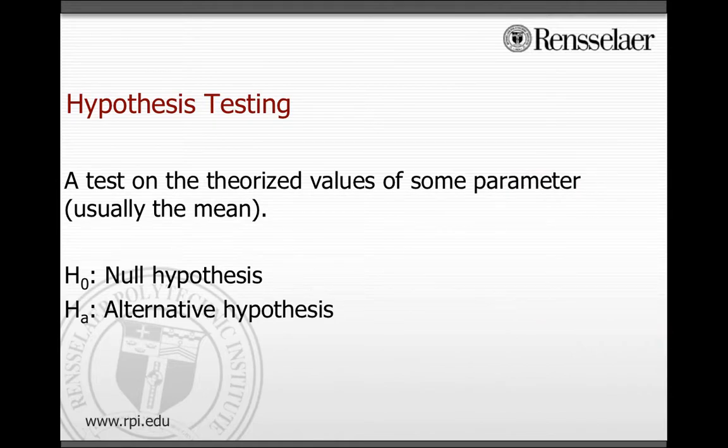These are the null and alternate hypotheses, where the null hypothesis is denoted by H sub 0 or H naught, and the alternate hypothesis is denoted by H sub a. And the alternate hypothesis always carries the burden of proof, but we'll get back to that.